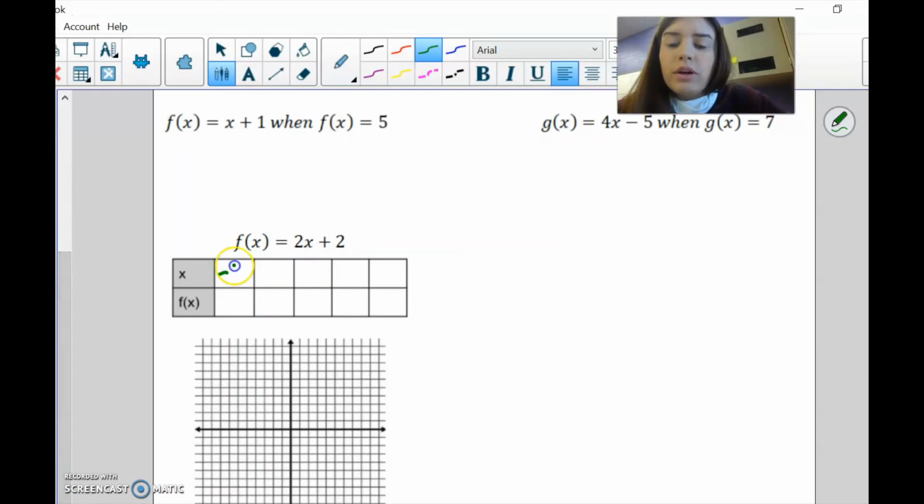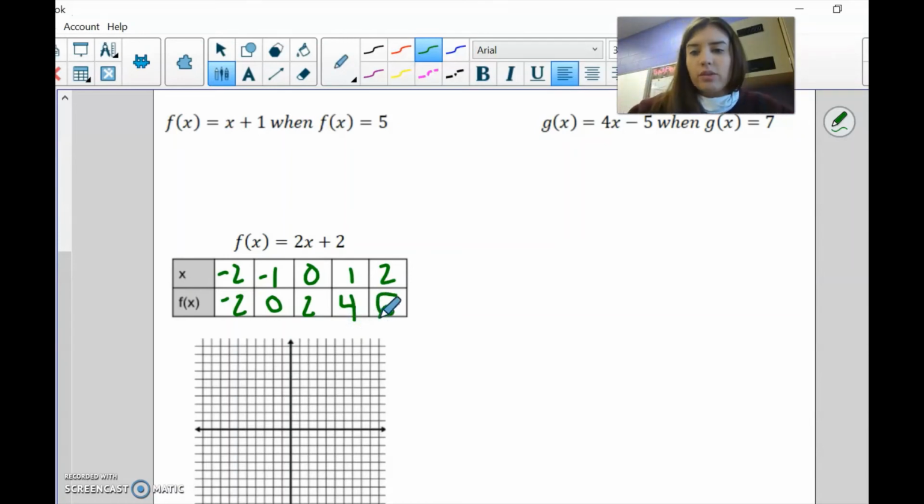You're going to always plug in the points -2, -1, 0, 1, and 2. This should not be difficult. 2 times -2 gives us -4, plus 2 gives us -2. -1, plug that in, we get -2 plus 2, that's 0. Plug in 0, we get +2. We plug in 1, we get 2 plus 2, which is 4. Plug in 2, we get 4 plus 2, which is 6. Once you have those values, it should be easy sailing from here.